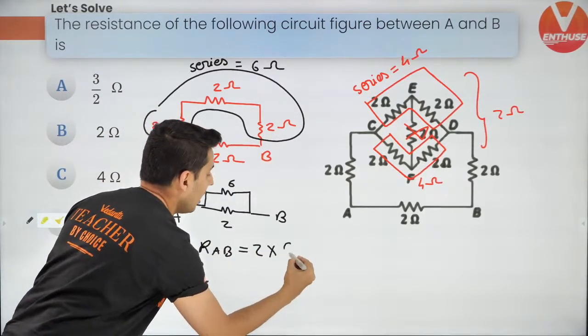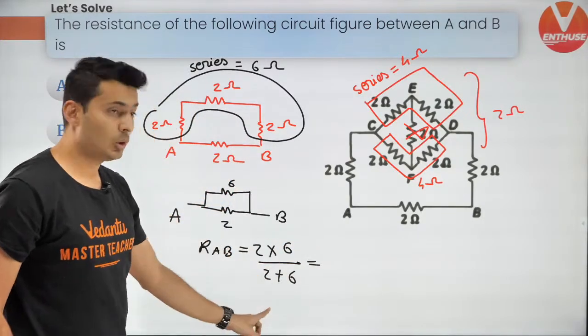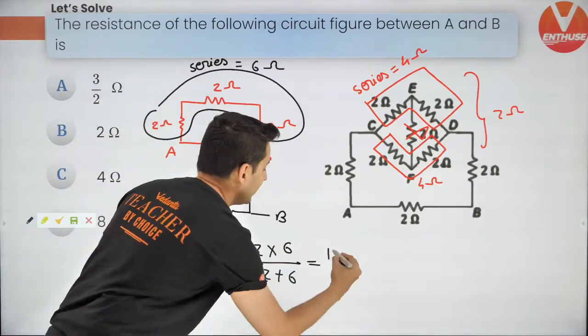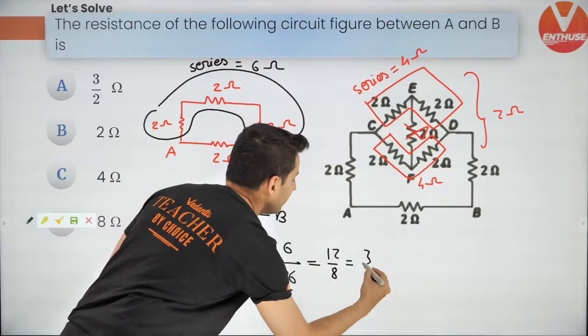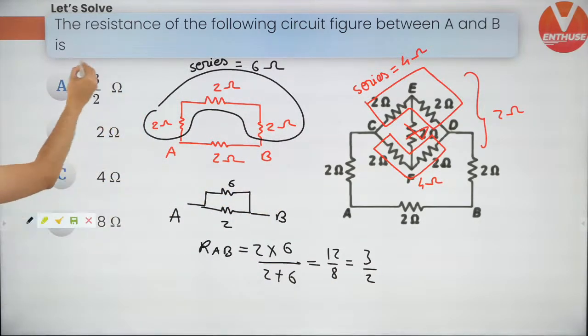Shouldn't it be R1 R2 divided by R1 plus R2? 6 twos are 12. 2 plus 6, 8. 12 by 8, which is 3 by 2. Yes, so that is option A.